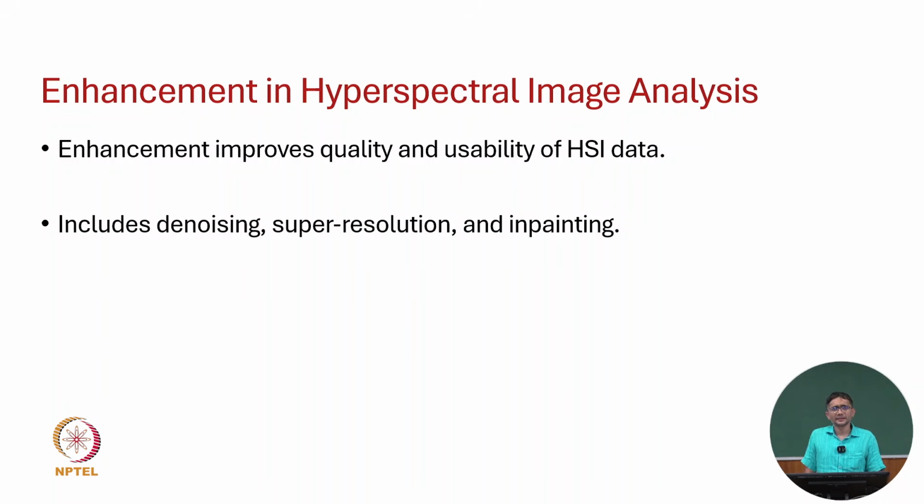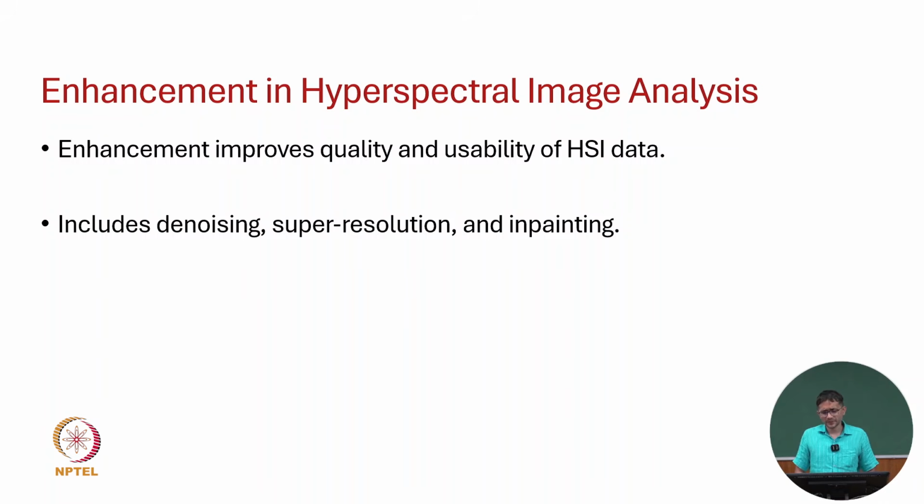Another important aspect in hyperspectral image analysis is enhancement. Enhancement is aimed towards improving the quality and usability of hyperspectral data. It includes denoising, super resolution, inpainting. Some of these problems are also very much relevant in the context of multispectral images as well, like super resolution. Since Sentinel-2 comes at 10 meters per pixel, there are research works which try to upsample Sentinel-2 to a higher resolution.